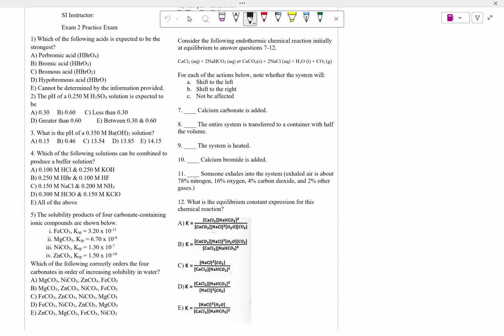So all you have to do is figure out which one has an extra hydrogen. Then you do 14 minus the pH value. Then you take that number, so for example, let's say this was 3, then you would get 11.